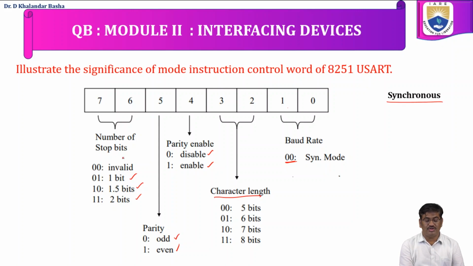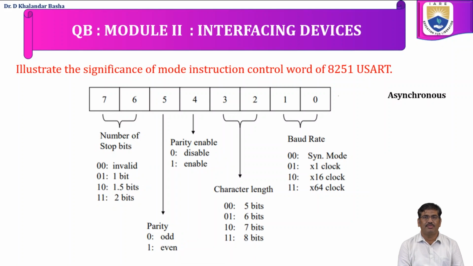So whenever you write 00, it is an invalid stop bit format. 01, 1 bit as a stop bit. 10, it is 1.5 bits, whereas 11, it is 2 bits. Here, 1 bit and 2 bits we are aware of. What does 1.5 bit mean? For a stop bit pattern, how many clock pulses we are going to send: 1 clock pulse, then it is 1 bit. 1.5 clock pulses, it is 1.5 bits. 2 clock pulses, it is 2 bits.